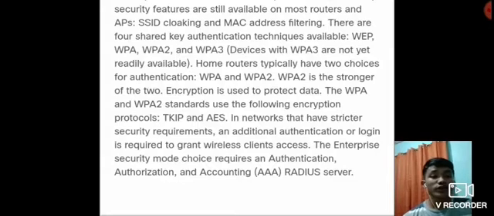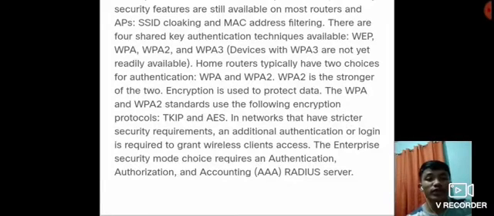Home routers typically have two choices for authentication: WPA and WPA2. WPA2 is the stronger of the two. Encryption is used to protect data. The WPA and WPA2 standards use the following encryption protocols. First is TKIP and the second one is AES.